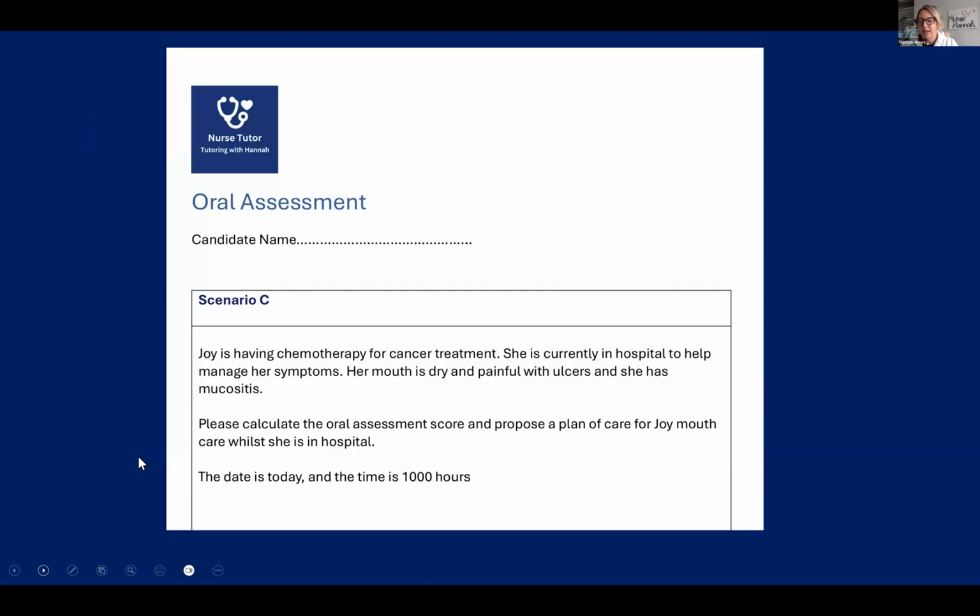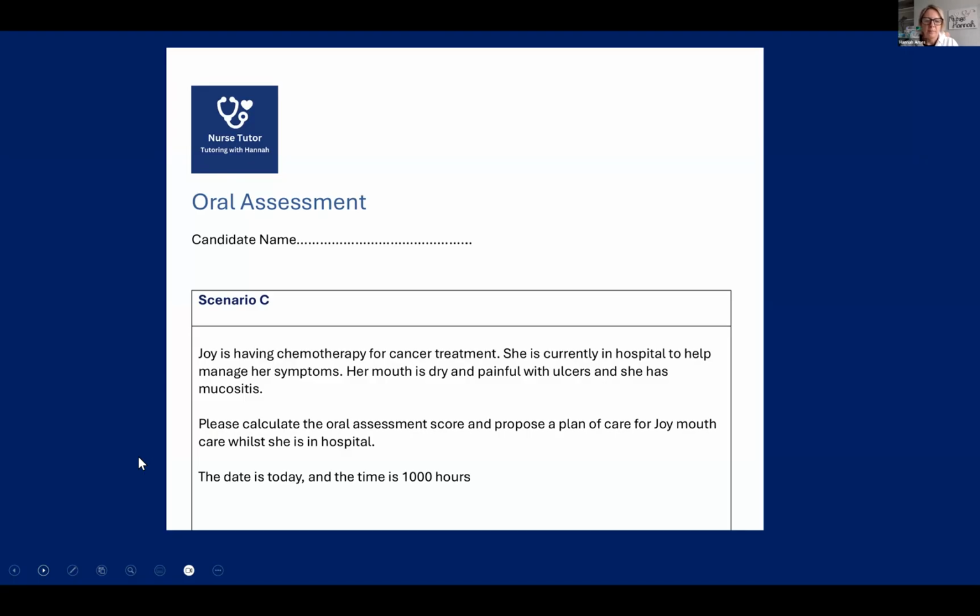Third scenario is patient having cancer or chemotherapy. So obviously cancer patients are at risk of mucositis because of dryness and side effects of chemotherapy. So we've got Joy, who's having chemotherapy for cancer. She's currently in hospital to help manage her symptoms. Her mouth is dry and painful with ulcers and she has mucositis.